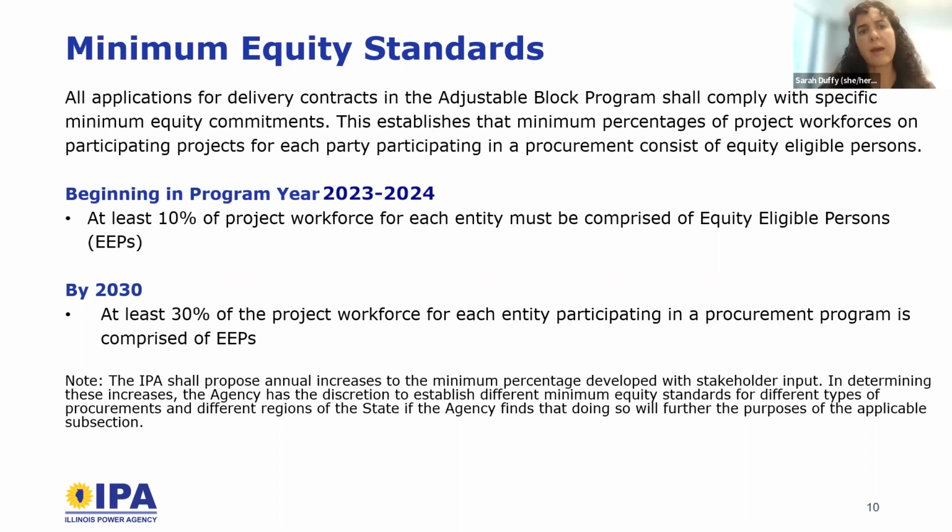I also just want to note that the law does allow the agency to adjust the minimum equity standard percentage depending on the results and the outcomes that we're seeing, to create different standards for different regions of the state or different types of vendors. So that has not been necessary yet. In those first 2 years of application, we're going to apply the same standard across all applicants, but that ability is there if we need to use it in future program years. Next slide, please.